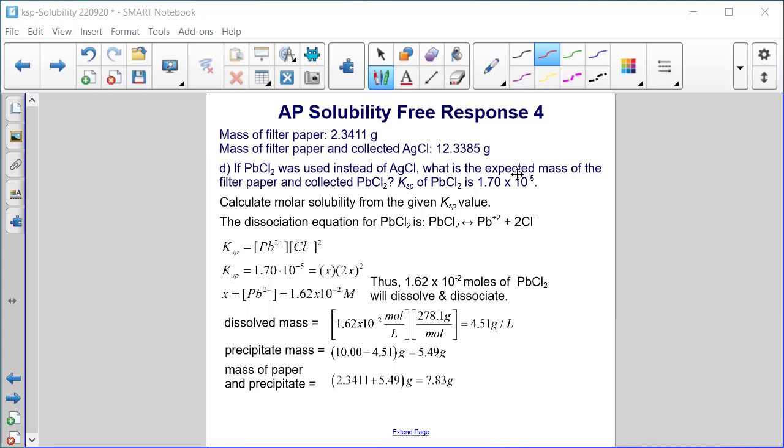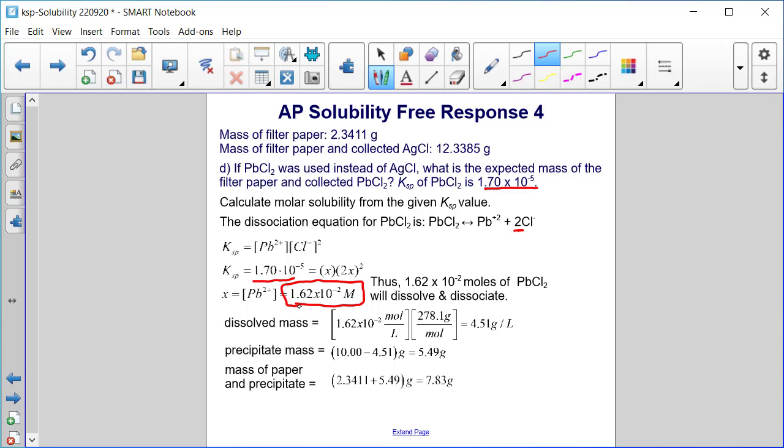The Ksp given is 1.7 times 10 to the minus 5. And at equilibrium, the concentration of the lead-2 plus will be X. The chloride ion will be 2X because of the 2 coefficient, and then squared. You can solve for X here. This is 4X cubed. So we need to take this, divide by 4, take the cube root to solve for X. X is the lead-2 plus ion concentration, and we get 1.62 times 10 to the minus 2. That's also the molar solubility.